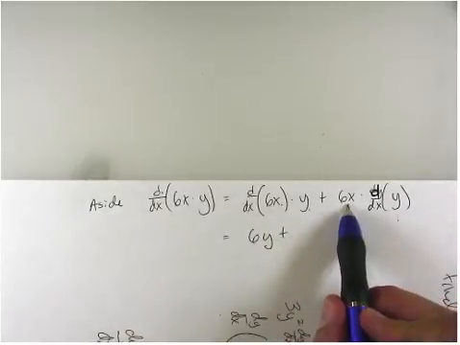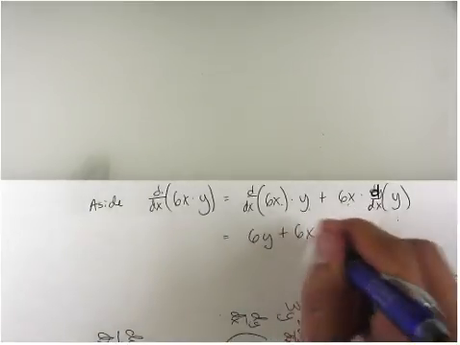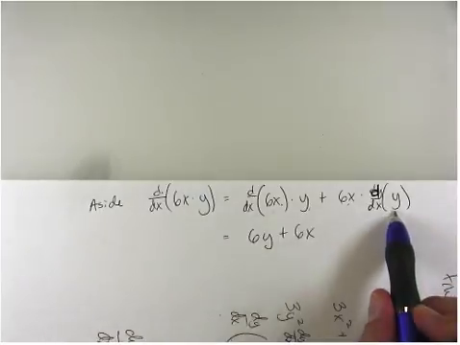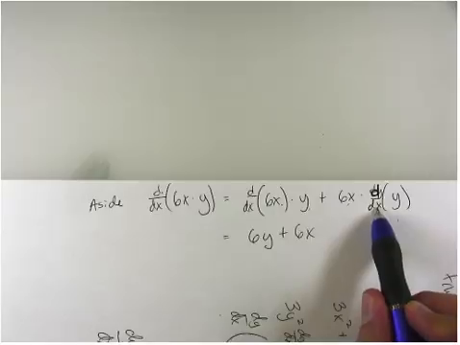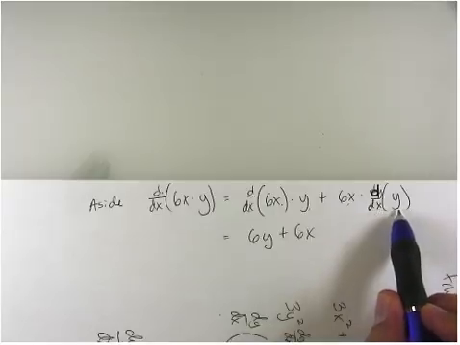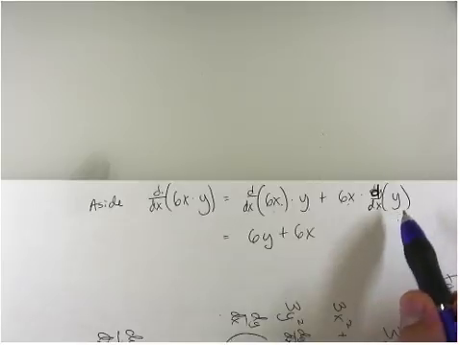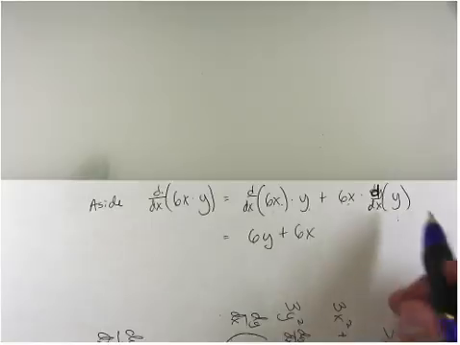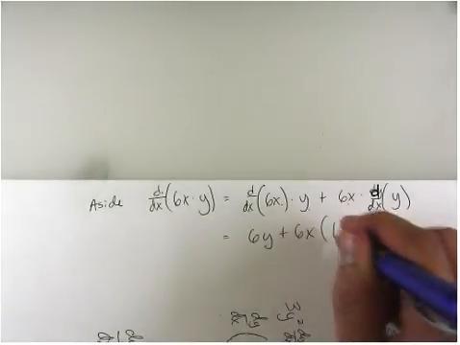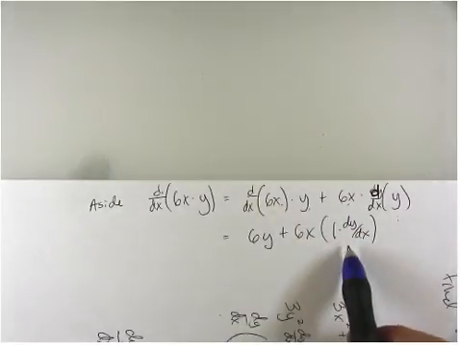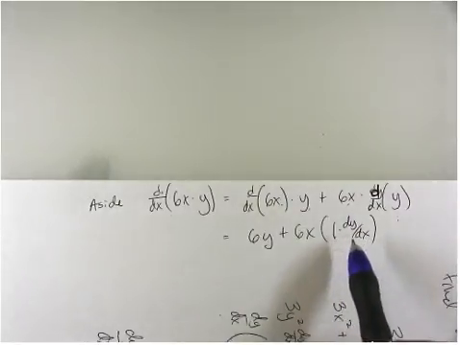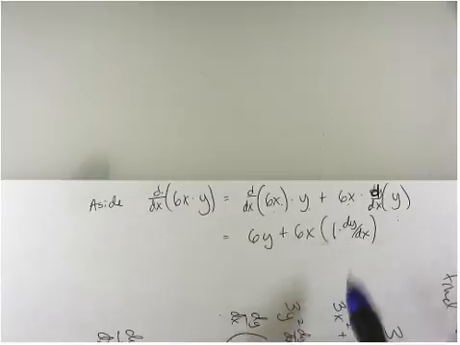And then 6x is not being differentiated, so it's still 6x. But this y is being differentiated, and it's being differentiated with respect to x, which is not its own variable. So I'm going to take its derivative normally, which is just 1, but then I have to multiply by its derivative with respect to x. So this is 1 dy/dx, 1 y prime. I've got to multiply by that y prime after using the chain rule.